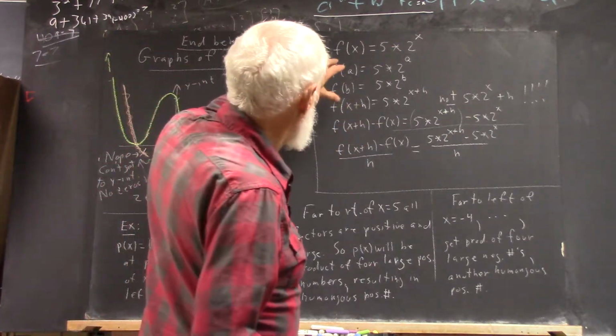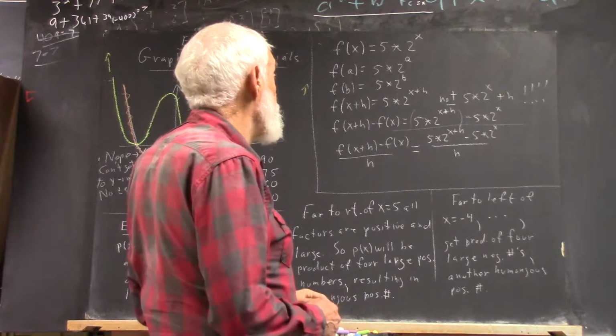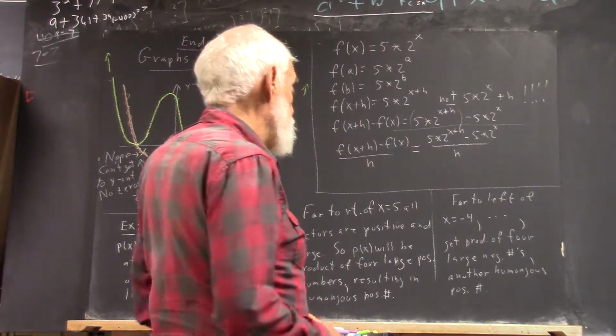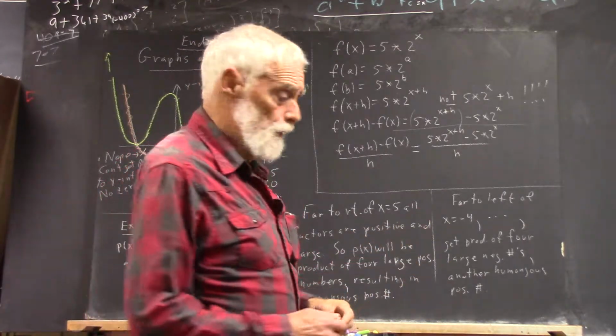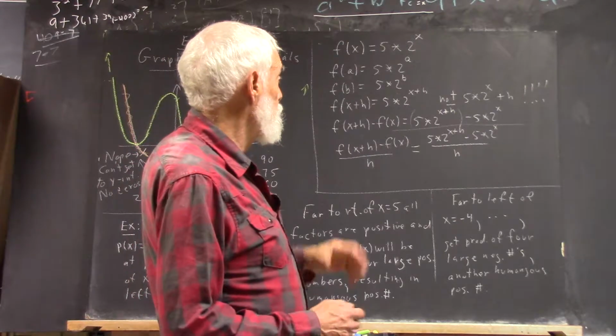Okay, now, I gave you the function f of x equals 5 times 2 to the x, and asked people to get f of a, f of b, and so forth. People have more trouble with this than I expected, because we talked about this a little bit earlier in the semester, so we want to make sure we get this.